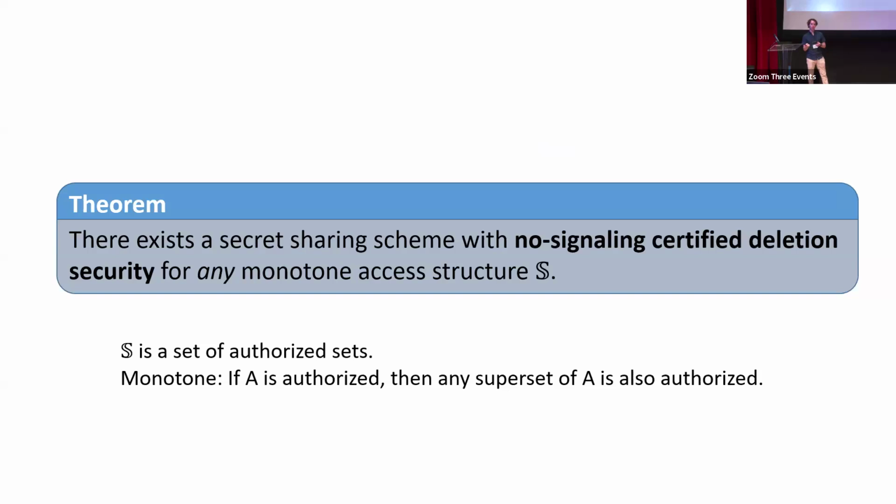Our first result is that there does exist a secret sharing scheme with no signaling certified deletion security for any monotone access structure. A monotone access structure is simply a set of authorized sets, where if a set is authorized, then any superset of it is also authorized.